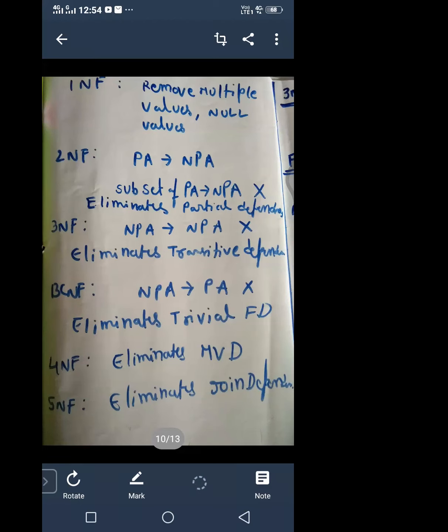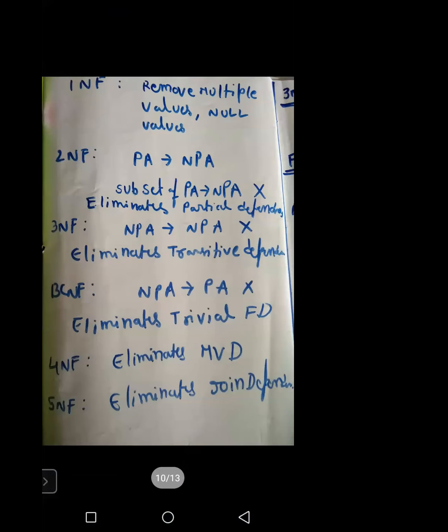Okay, and what about the third normal form? Third normal form means nothing but eliminating the transitive dependency. What is the meaning of transitive dependency? For example, we already know this transitive rule. If A derives B and B derives C, then automatically A derives C. If that situation occurs, it can be referred to as a transitive dependency. In other words, here one non-prime attribute determines another non-prime attribute. So NPA arrow NPA. What is the meaning of NPA here? Non-prime attribute.